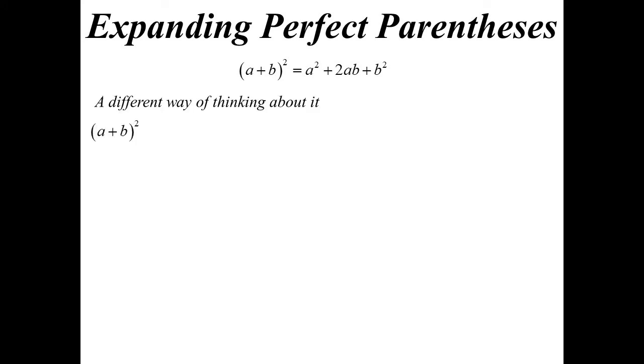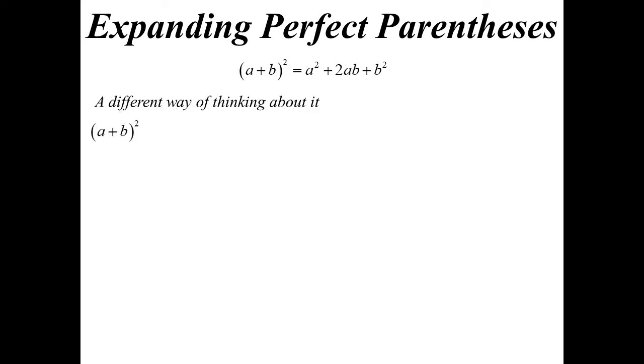Well, let's have a look at expanding parentheses in a bit more detail. We know (a + b)^2 is equal to a^2 + 2ab + b^2. It's been drummed into our heads now for goodness knows how long. But let's look at it a different way.